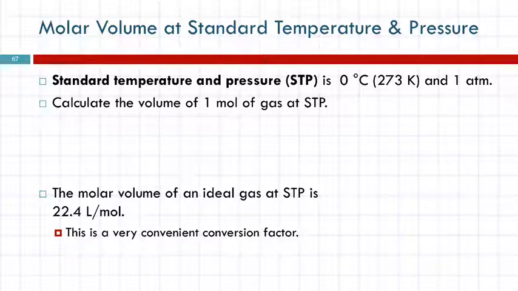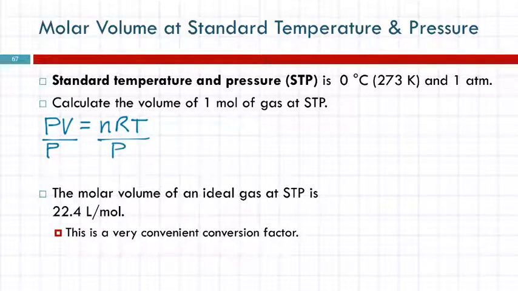So we use the ideal gas law to calculate this. We know that PV equals nRT. And to rearrange this to solve for volume, we'll divide both sides by P. Okay, so the P's cancel out. I'm going to just erase them because I can. So volume equals the number of moles times the ideal gas constant times the temperature divided by the pressure.